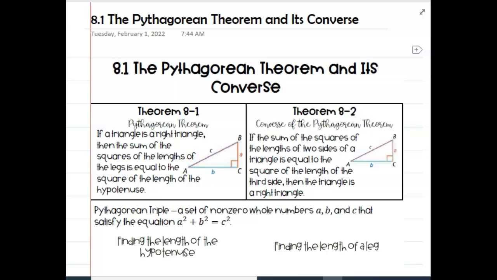Alright, so let's go ahead and get rolling with this. This is a pretty simple section. Today we're going to talk about the Pythagorean Theorem.